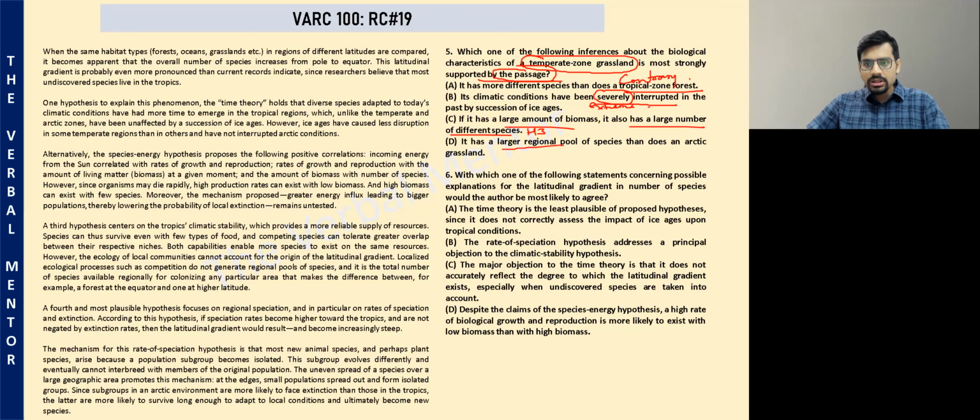Option D: it has a larger regional pool of species than does an Arctic grassland. Exactly. The author says that it is the regional pool which accounts for diversity. Therefore, option D is supported by the author's point of view or by the passage. So this is a nice little read.